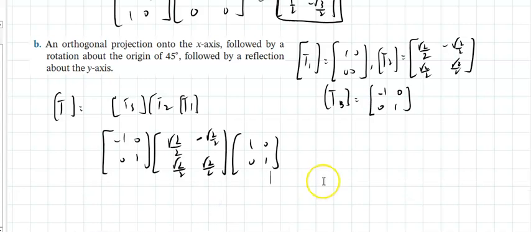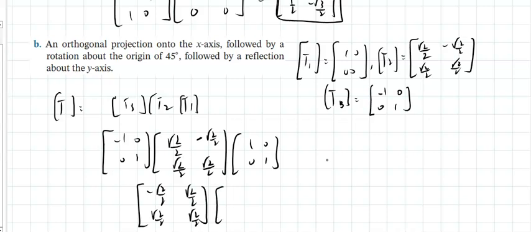So let's work it out. I don't know, you could do it left to right if you wish. If I run this left to right, I'm looking at negative radical 2 over 2 plus 0. That's radical 2 over 2 plus 0. So 0, radical 2 over 2 and negative 0, radical 2 over 2 multiplied by 1, 0, 0, 1. And that will yield negative radical 2 over 2 plus 0.